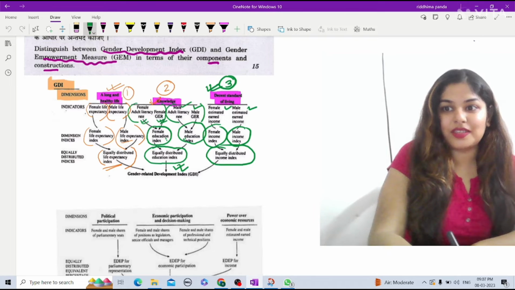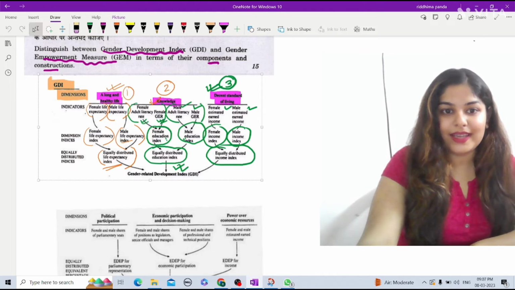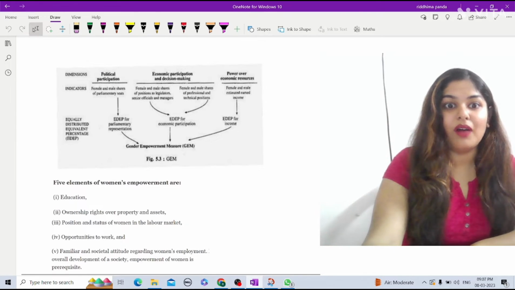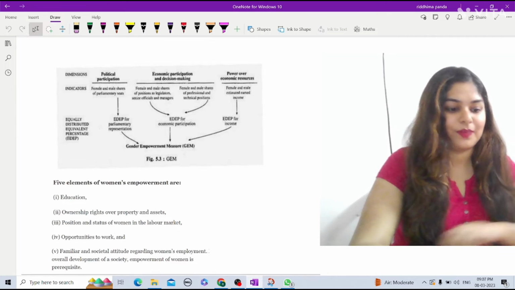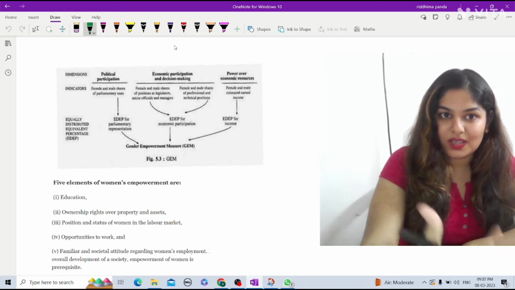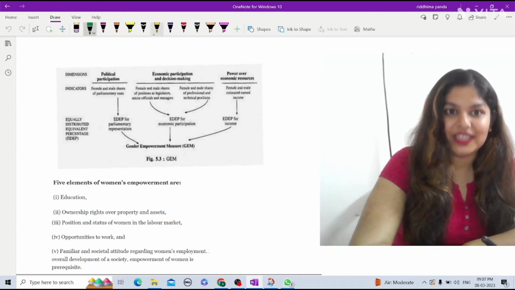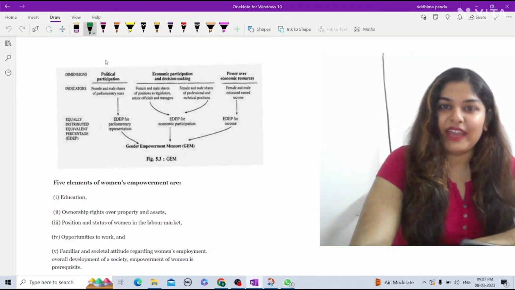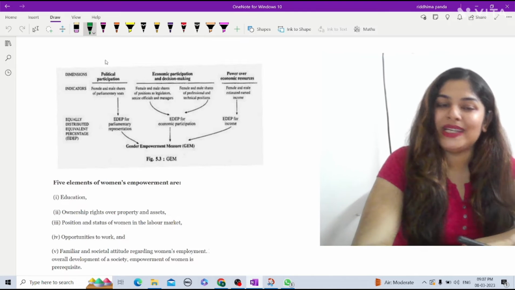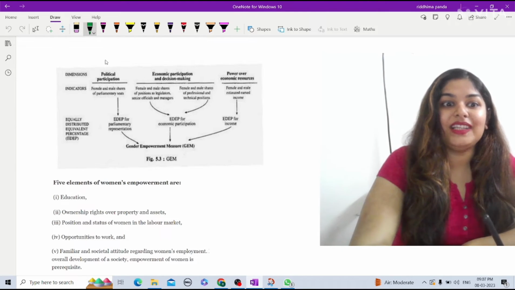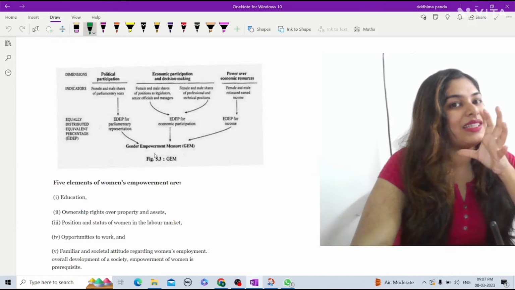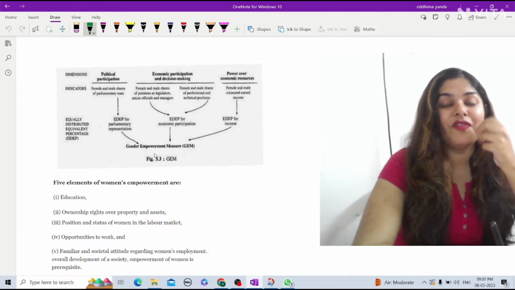Moving on to the next parameter, the next index, that is our GEM, the Gender Empowerment Measure, or index, also sometimes called. Now, why is this needed? It is basically more evolved than GDI, because in GDI we measured the life expectancy rate, literacy rate, and your income, etc. But these cannot guarantee the qualities needed for the empowerment of women, right? So what are the qualities that must be noted for a woman's empowerment?